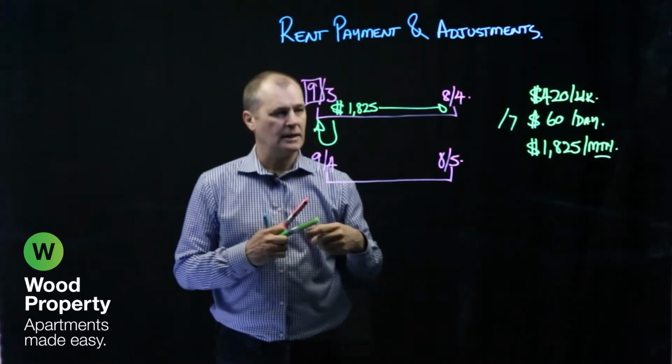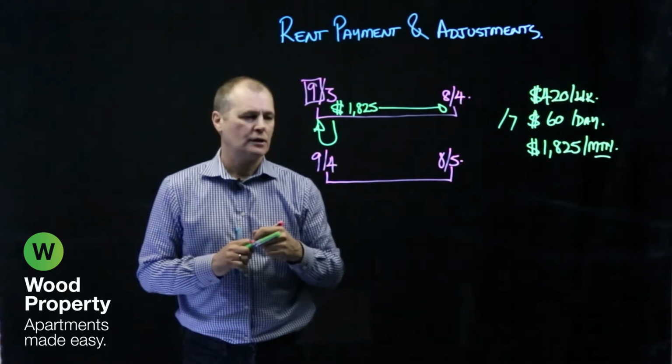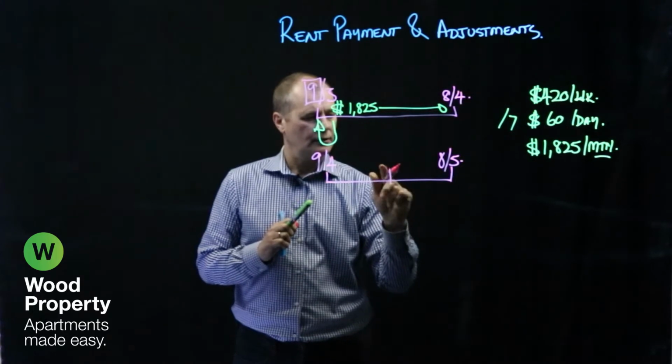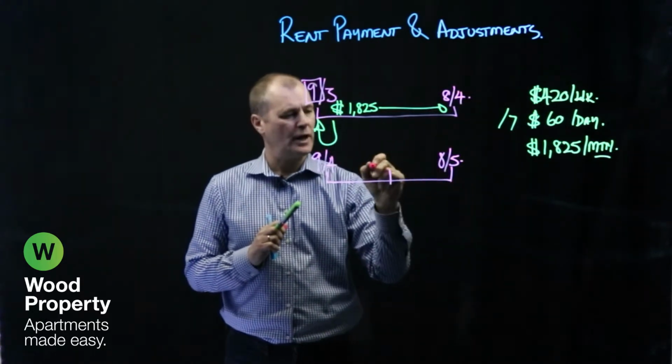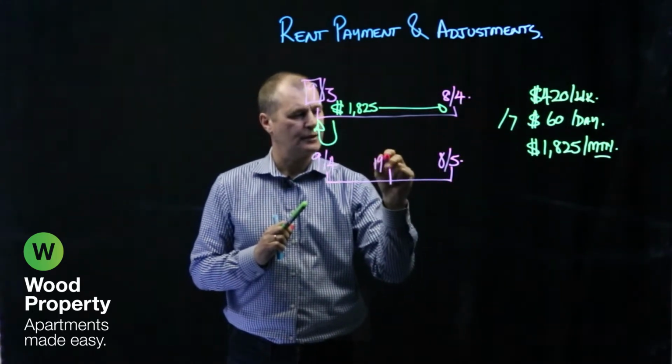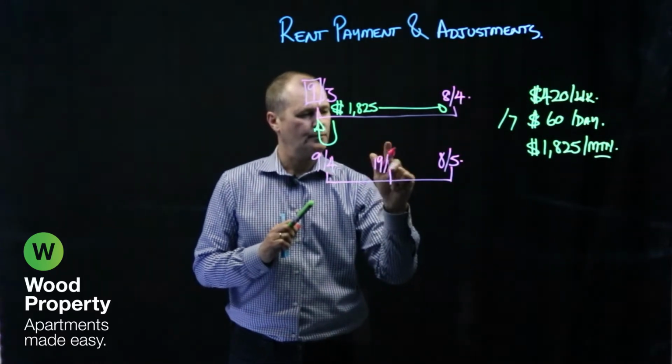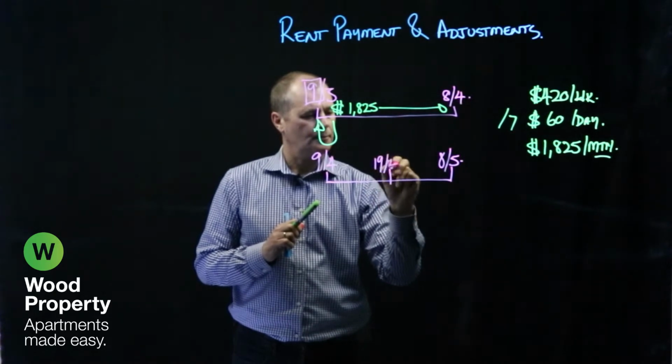And that payment date is actually the 20th of each month. So in this example, we need to adjust the rent. So instead of paid up to the 8th of the 5th, we only want the renter for the second month to pay up to the 19th. 19th of the 4th. My mistake.